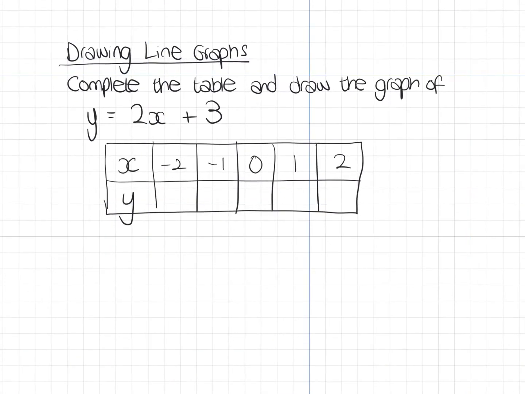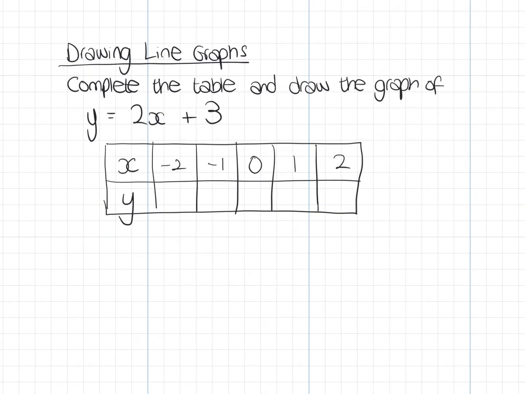Okay, the next little section we looked at was on drawing line graphs. So this is the type of question we might have on this. So how can I complete this table and draw the graph for y equals 2x plus 3? So remember, this equation is simply a rule to work out the y coordinate. That's equal to, we do 2 multiplied by the x coordinate, add 3.